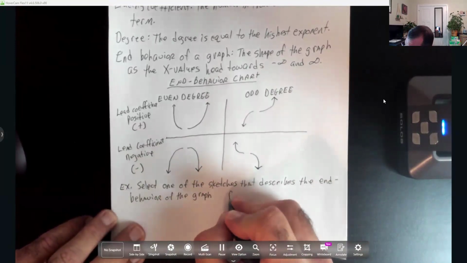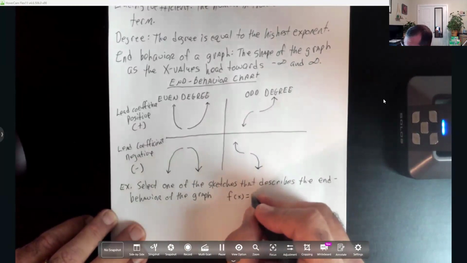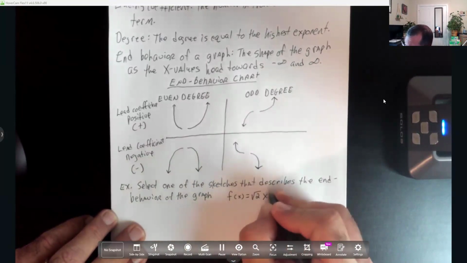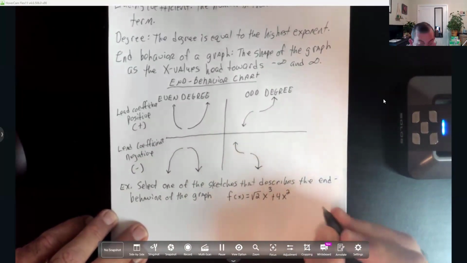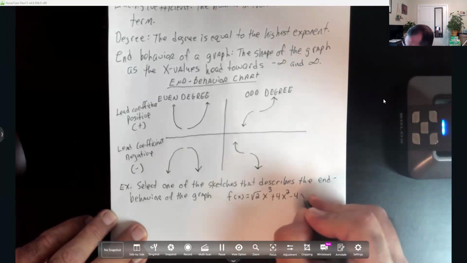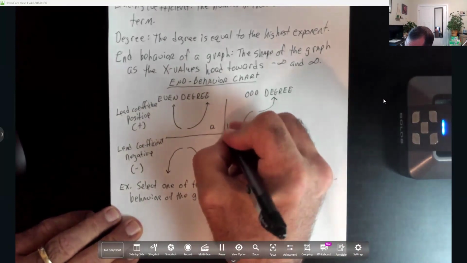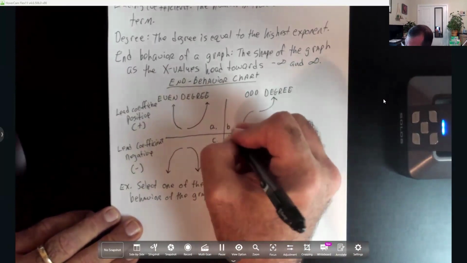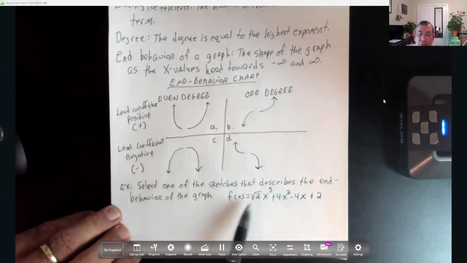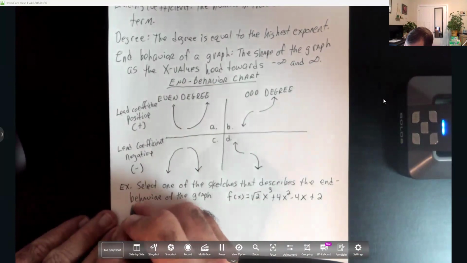So here we are. They're giving us f of x equals the square root of 2 x to the third plus 4x squared minus 4x plus 2. So, y'all, let's call these pictures A, B, C, and D. We'll choose one of these four pictures based on this graph. The two things I need to know: is my degree even or odd?